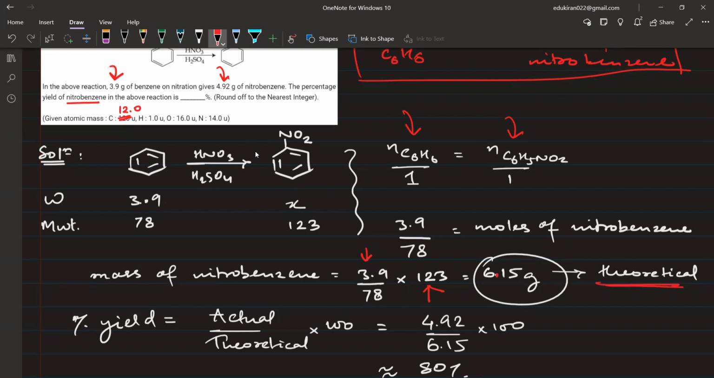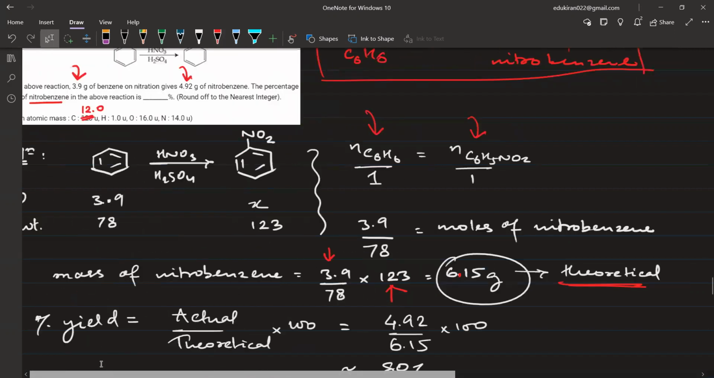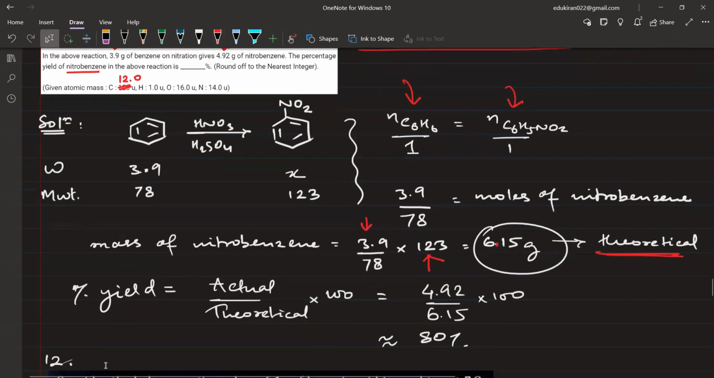Now percentage yield will be actual upon theoretical. Actual था 4.92 divided by theoretical, that is 6.15 into 100. इसको कैलकुलेट करके आपको 80% मिलेगा. ठीक है, so please read this away. इसको पढ़िए एक दो बार, उसके बाद खुद से करने की कोशिश कीजिएगा.